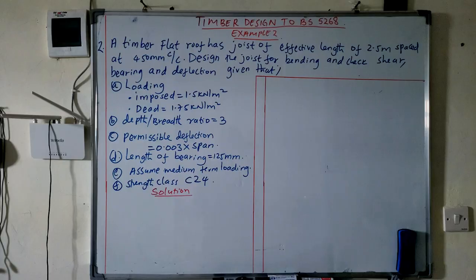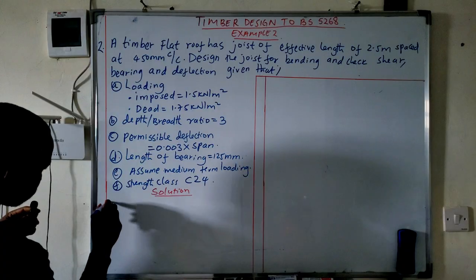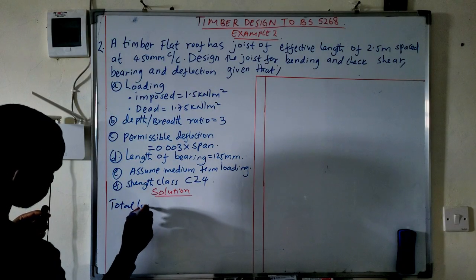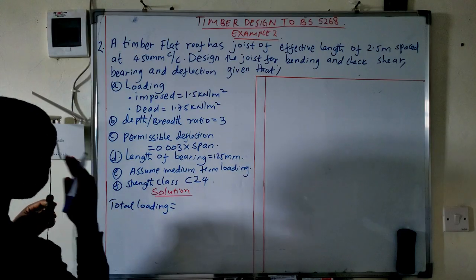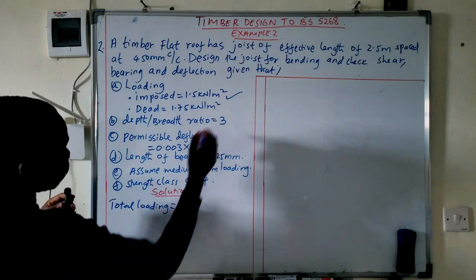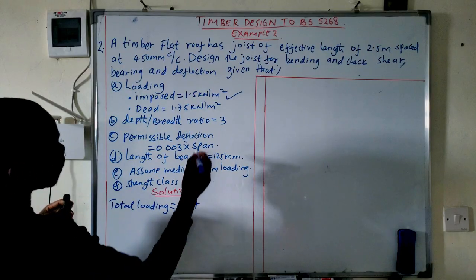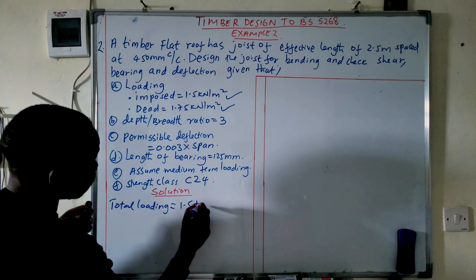Permissible deflection is equal to 0.03 times span. And then the length of bearing is equal to 125 millimeter. Assume medium term loading, and the strength class is C24. Solution. The first thing to do is to determine the total loading. So let's determine the total loading. Total loading is equal to imposed, which is 1.5, plus dead, which is 1.75.